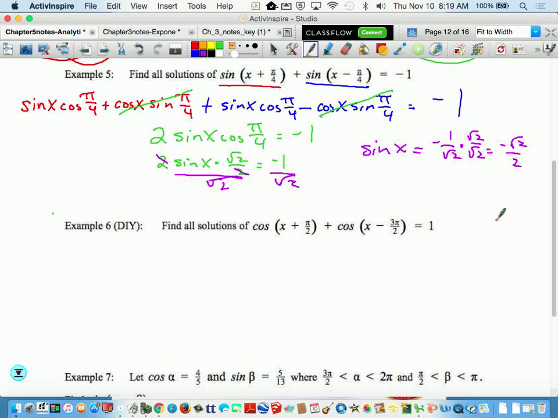So 45-degree angles, but sine is negative in the bottom too. So what are your 45 down there? 225 and 315.